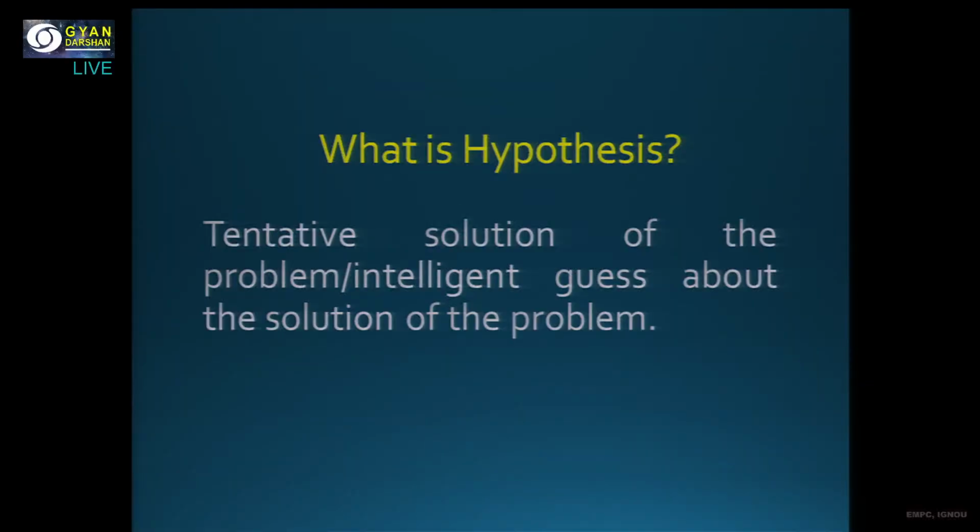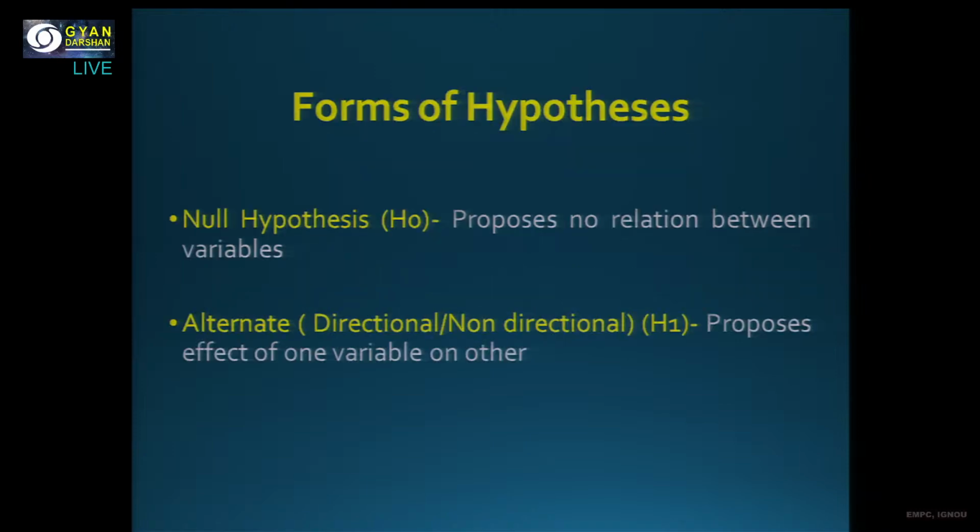If you see a simple definition, it is a tentative solution of the problem, or an intelligent guess about the solution of the problem. So this is what the hypothesis is. Now, if you talk about the forms of hypothesis, as you see on the slide, there are two types. One is the null hypothesis and the other is the alternate, which is also known as directional or non-directional hypothesis.